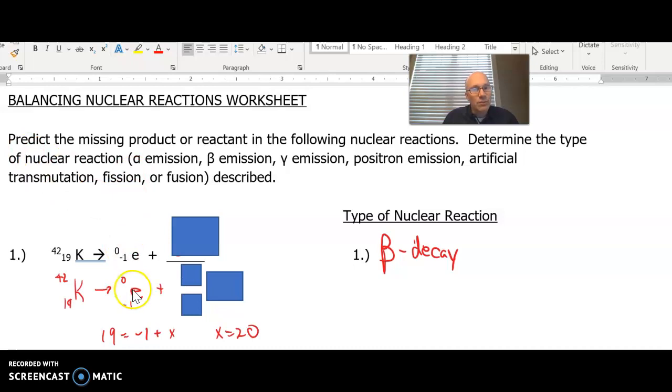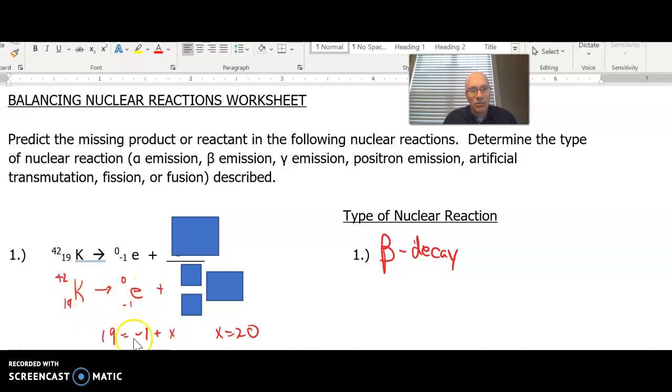Okay, so in the first problem right here, again, with all of these nuclear reactions, it's all about making sure that the atomic numbers add up on both sides and that the mass numbers add up on both sides. So I just brought this down here. We've got a grand total of 19 on the left side of the equation because there's only one thing on that side, right? But on the other side, we've got this thing, plus something else.